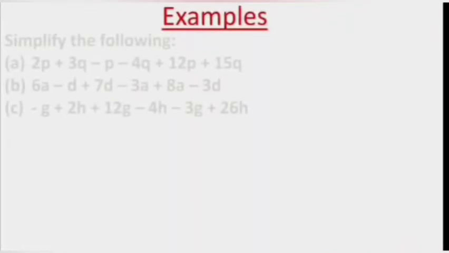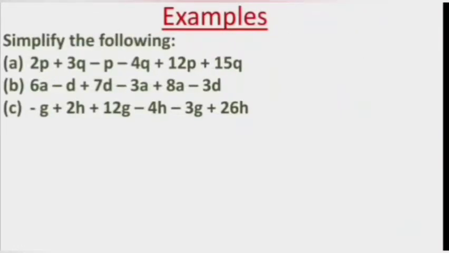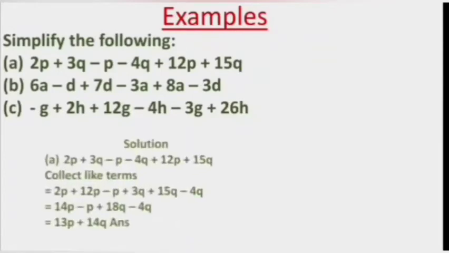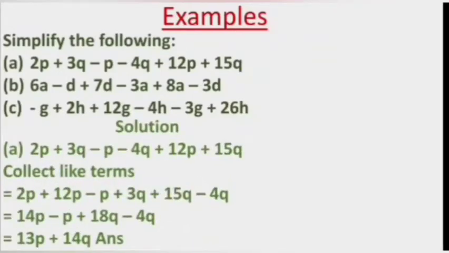Now let's take some examples. We have the first example. Simplify the following. A, 2p plus 3q minus p minus 4q plus 12p plus 15q. We're going to take the first one there, and let's start. We have 2p plus 3q minus p minus 4q plus 12p plus 15q.